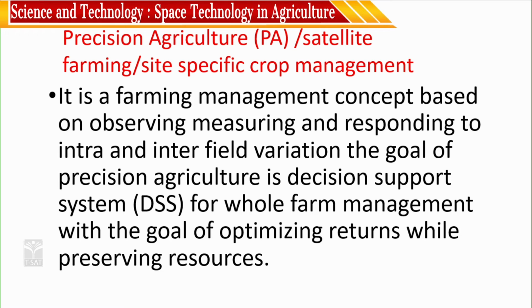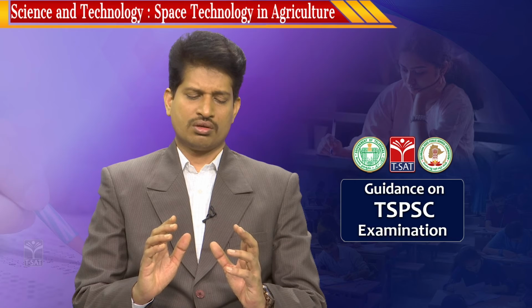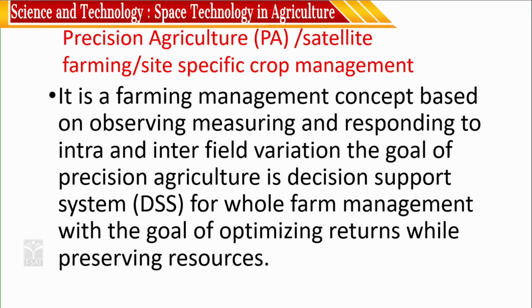So the kind of crop to be cultivated in a region and the kind of fertilizers to be used are not the same, varying from region to region. On this basis, what is exactly required for the field in that region is specified, so that the input cost is reduced and output is maximized, which is the main aim of precision farming, done with the help of satellites. It is a farming management concept based on observing, measuring and responding to intra and interfield variations.